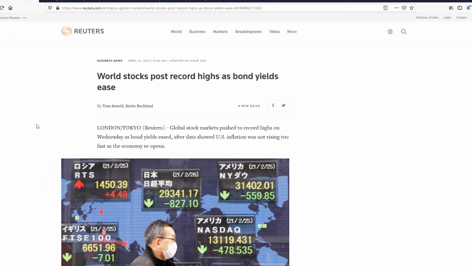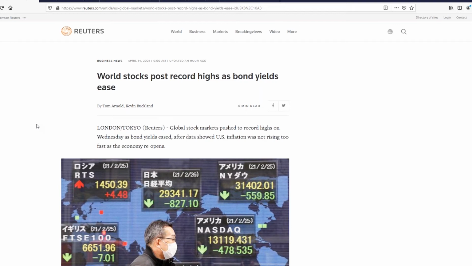Before we jump on the live charts and look at the technical analysis, we probably should get an idea real quick of what's happening fundamentally in the world in terms of headlines and news. So I just pulled these headlines up a moment ago. World stocks post record highs as bond yields ease.